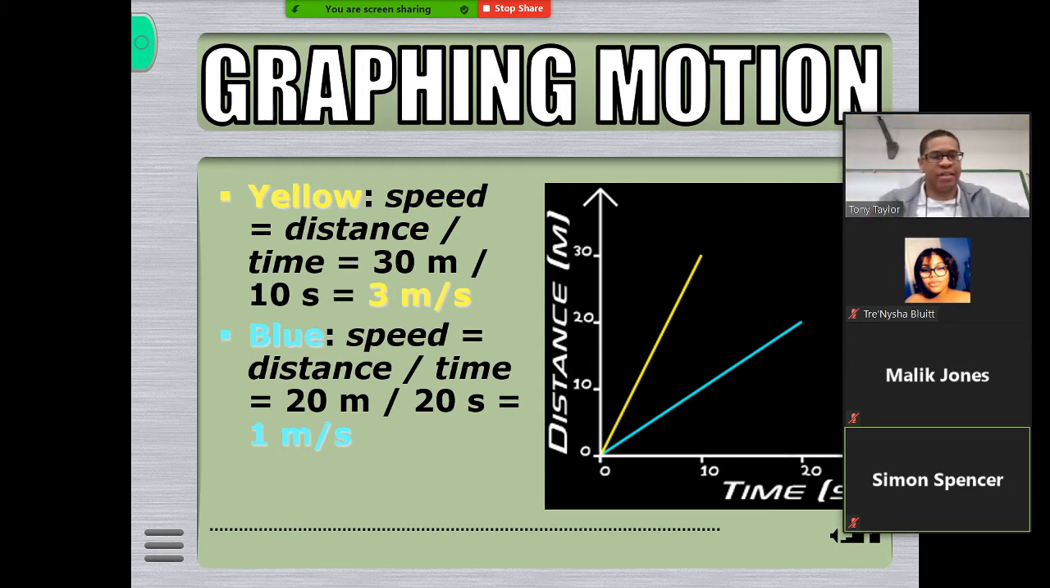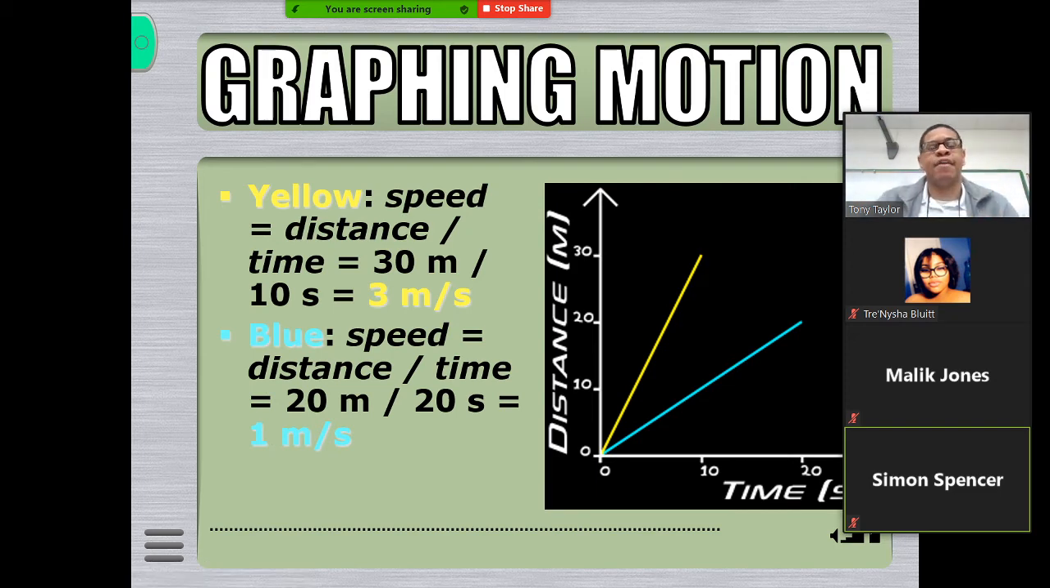Okay, and my lights just went out. I'm sorry, not 30 meters per second, but 3 meters per second represents the magnitude of our velocity, because 30 divided by 10 gives you 3 meters per second. Now, guys, look at the line in blue. If we do rise over run, here we rise 20 meters and we run 20 seconds. So 20 meters divided by 20 seconds gives me 1 meter per second. Clearly, when we do our mathematical calculation, the yellow line has a speed of 3 meters per second and the blue line has a speed of 1 meter per second, so the yellow line is moving faster.